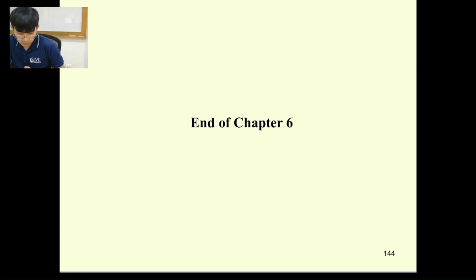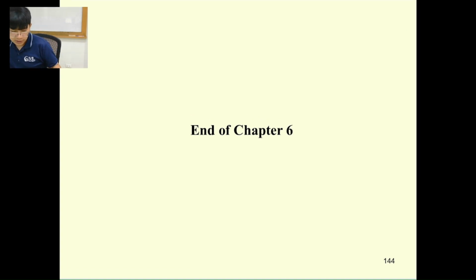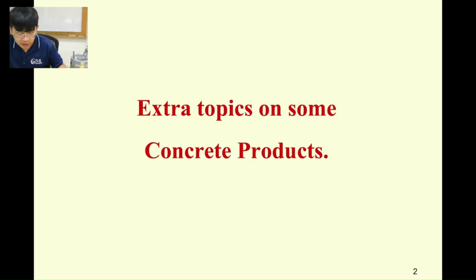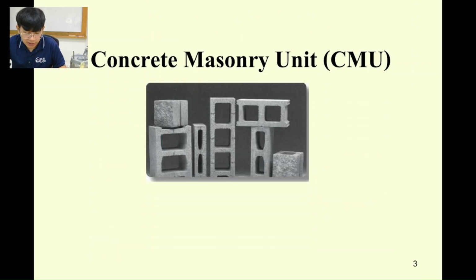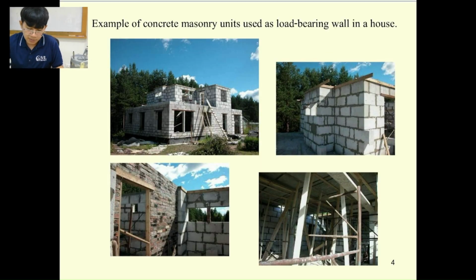Okay, all right, so we finished chapter 6, and we're going to move to 6.2, an extra topic on material that you may see quite often, for example the concrete masonry unit, or we call it CMU. This is the image in America, I guess, from the DHI slide.